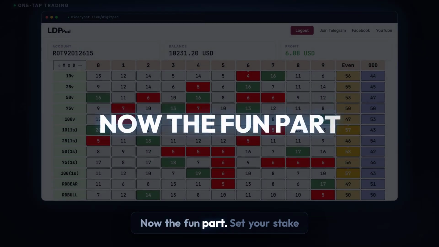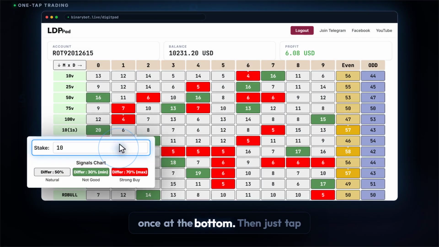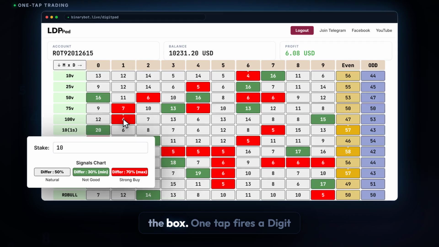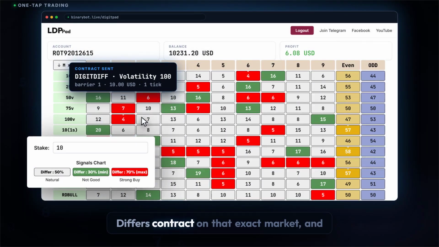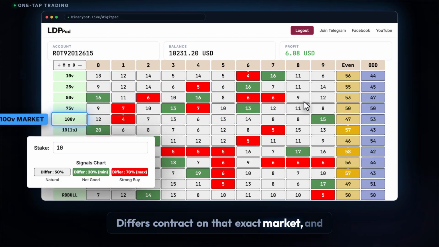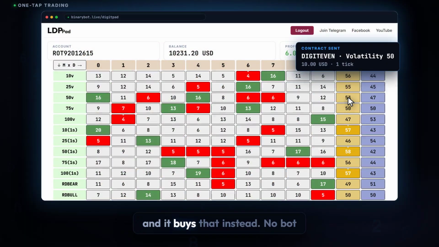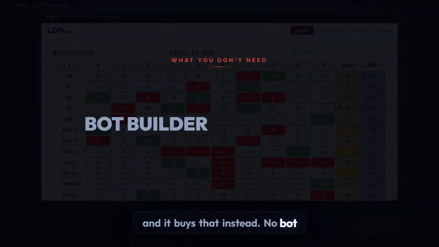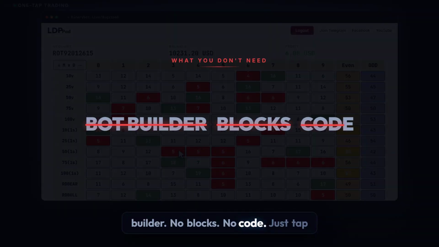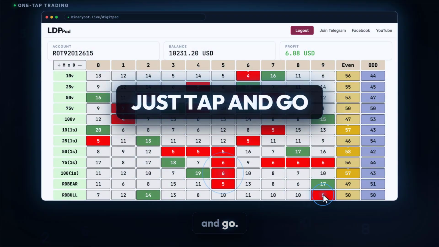Now the fun part. Set your stake once at the bottom, then just tap the box. One tap fires a digit differs contract on that exact market and that exact digit. Tap even or odd, and it buys that instead. No bot builder, no blocks, no code, just tap and go.